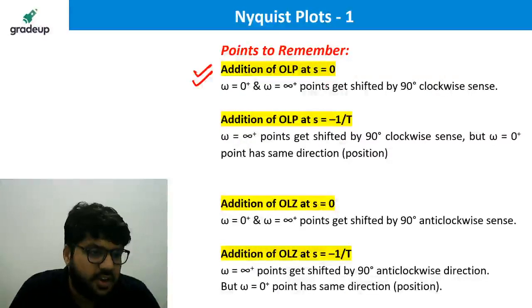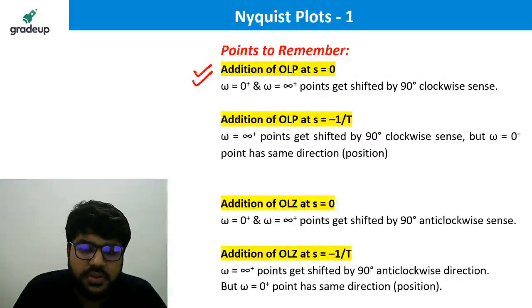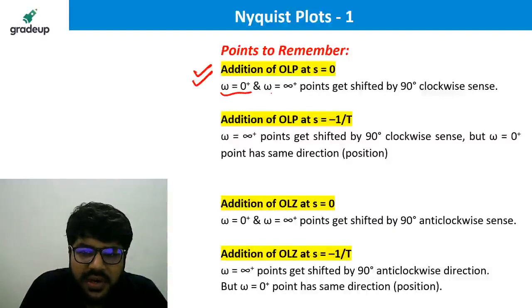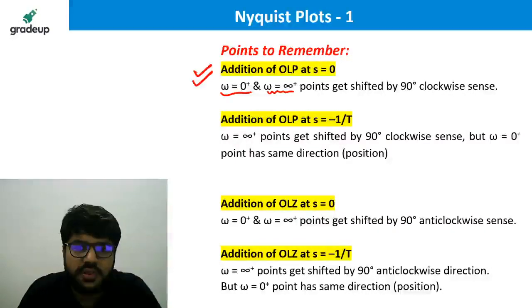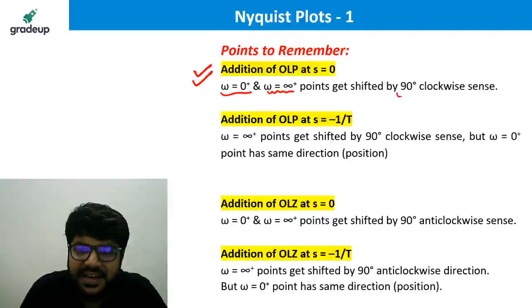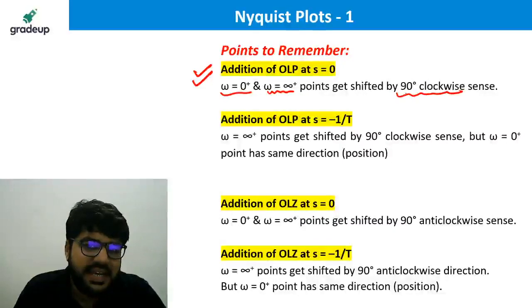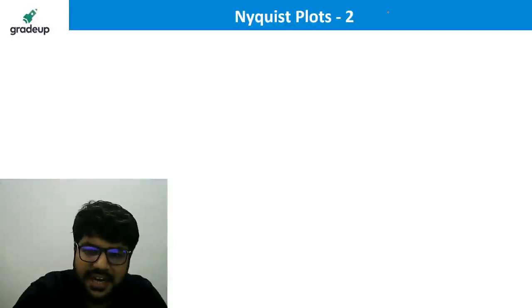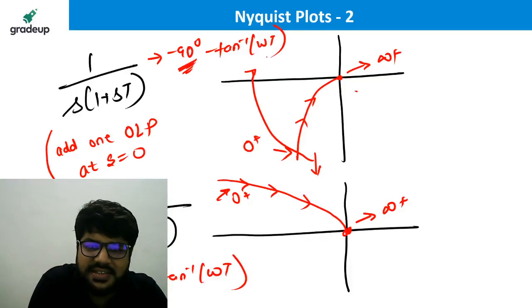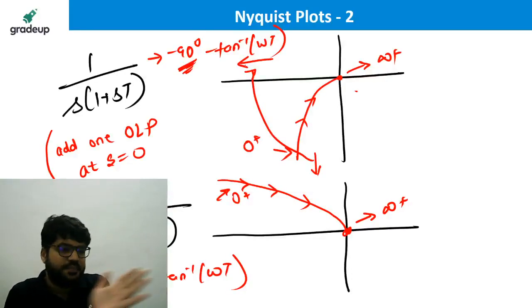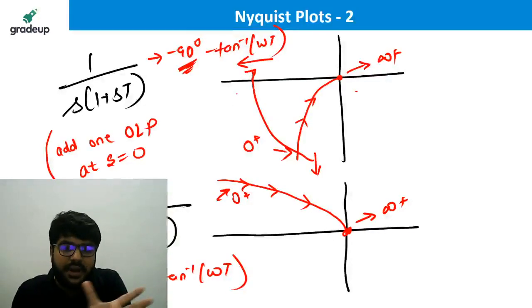General effect of addition of an open loop pole at s equal to 0. Omega equal to 0 plus and omega equal to infinity plus, both the points are shifted by 90 degrees in the clockwise sense. That is what we have seen now. 0 plus was along the negative y axis. Now it has moved and gone along the negative x axis. This is the movement in which direction it is pointing.